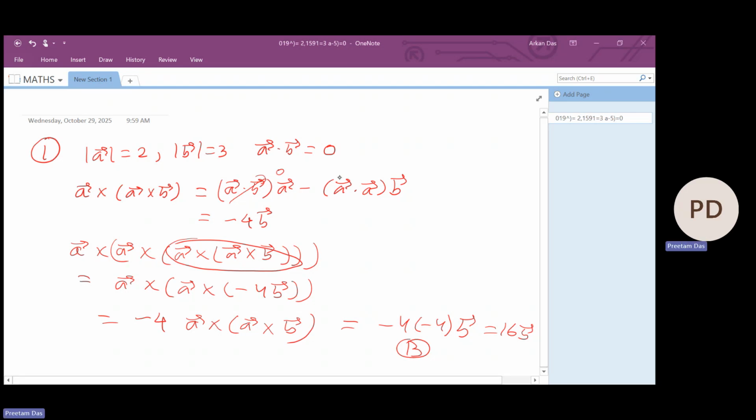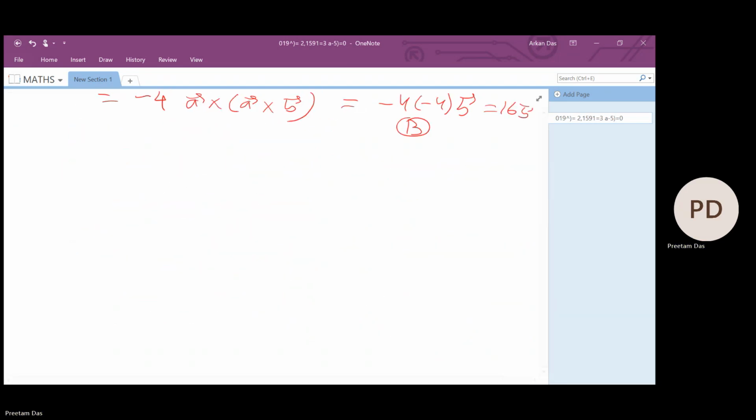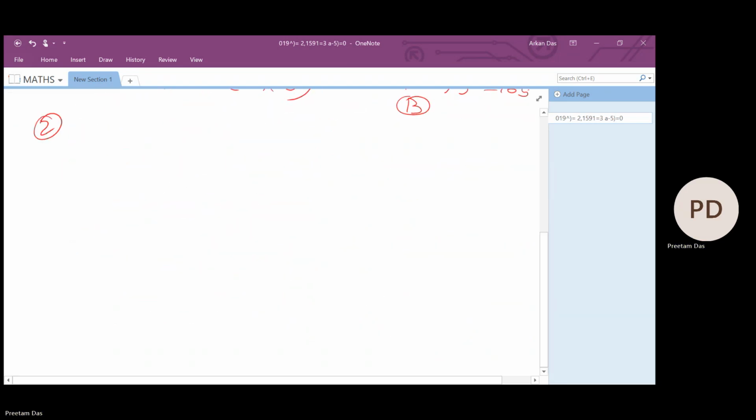Okay, let us go to the next question. What does the next question say? You are given some vectors and they have told that the vectors are linearly independent. How do you show that three vectors are linearly independent when the component form is given? It's just the determinant form by the components will be 0.